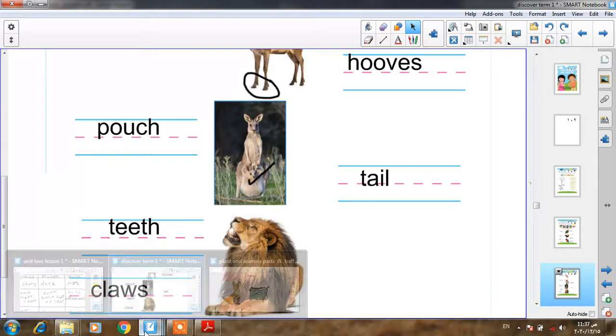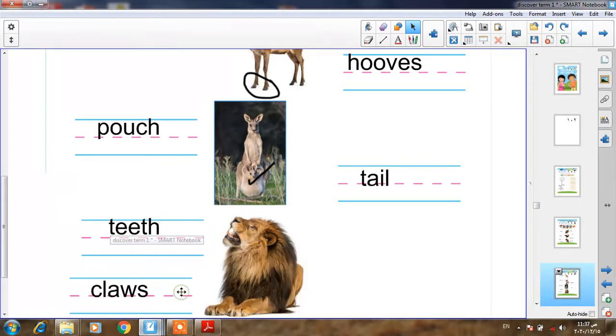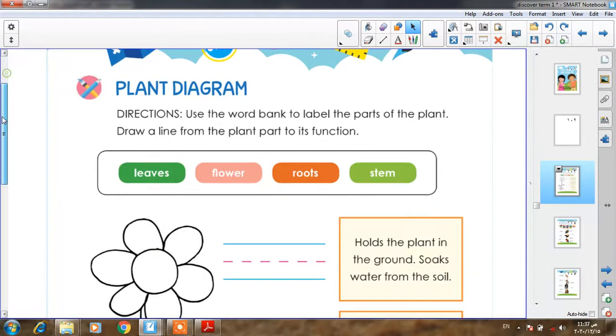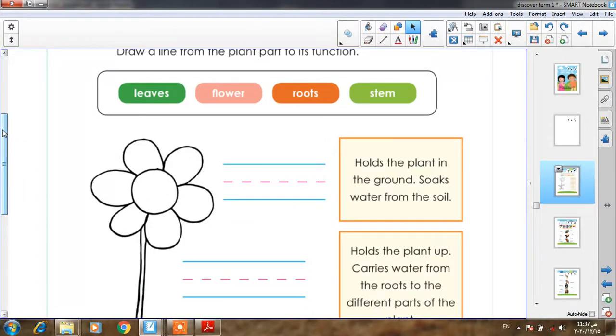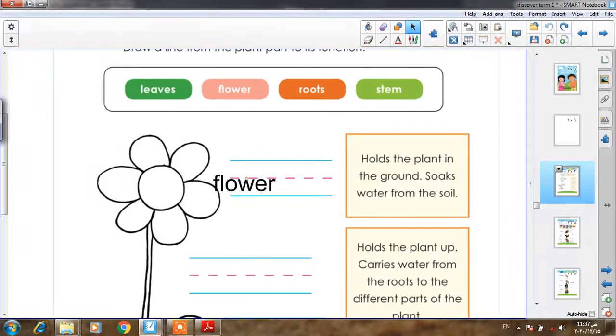Okay, let's revise the lesson of yesterday. We said that the flower has parts, or the plant has parts. First part is the flower. What is the function of this flower? Who can remember?